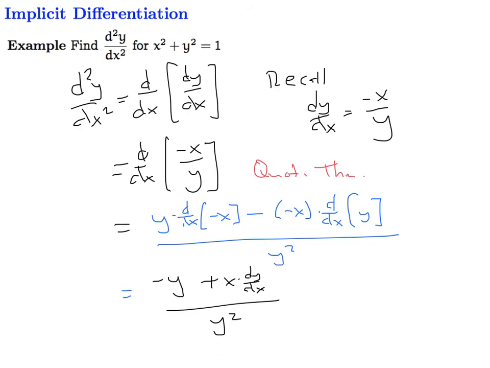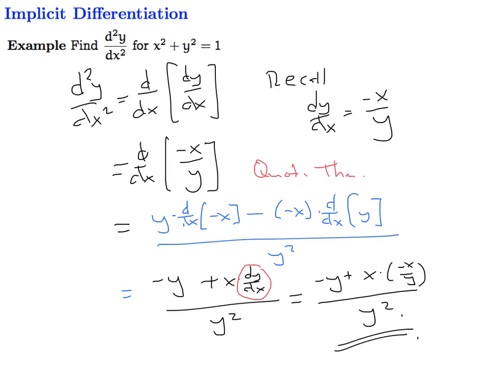One last thing we want to do: we want to replace dy/dx. We know what dy over dx is, so let's go ahead and replace it. So it's really going to be negative y plus x times negative x over y, all over y squared. And this is our second derivative. Usually second derivatives aren't too bad to find, as long as you've already done the work of finding the first derivative. This now tells us not only the slope, but if this was a position function, this would be our acceleration. And of course, you could simplify this if you want, but we'll be okay.